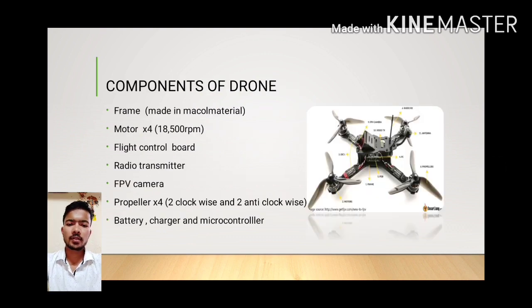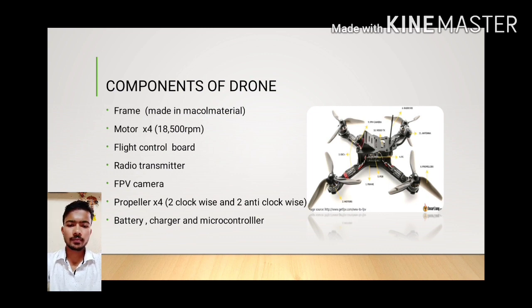Next slide. Components of drone. Frame is the basic structure of drone which is used to support the structure of drone. Motors are used to rotate the propellers. Motors used are lighter in weight and with high RPM. Flight control board is a small circuit board with varying complexities. The main function of the flight control board is to control the RPM of the motor.